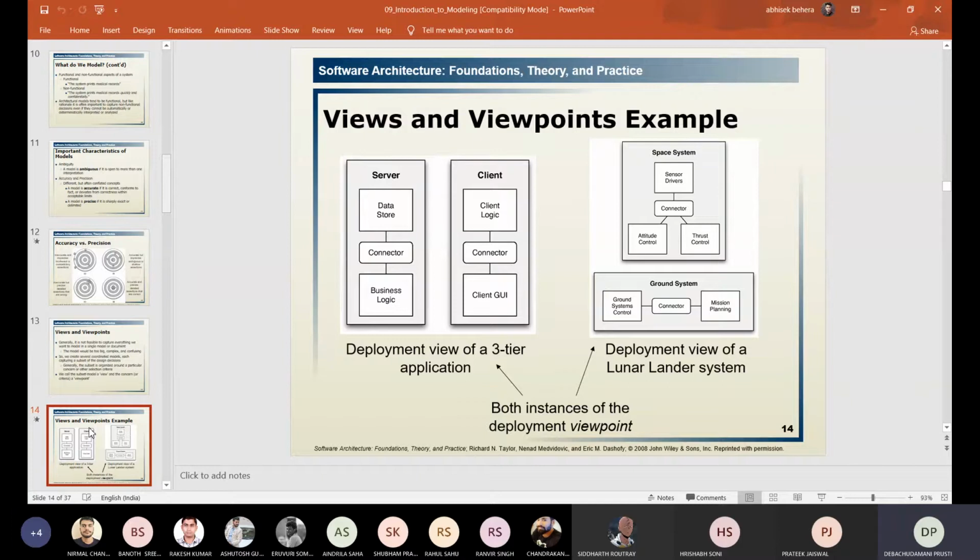Now, in the viewpoint, we can visualize the figure. Here, we have a space system and a ground system. One is the server, another is the client. Both are instances of the deployment viewpoint: the deployment view of a lunar lander system and the deployment view of a 3-tier application. In different viewpoints, we are just observing the architecture.